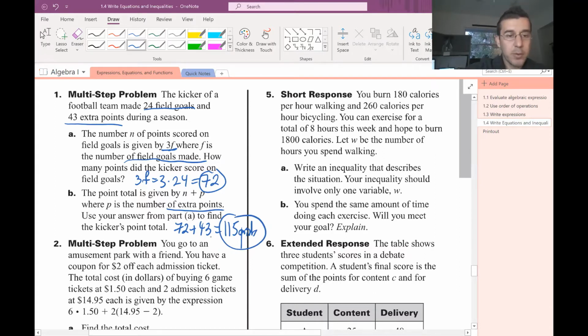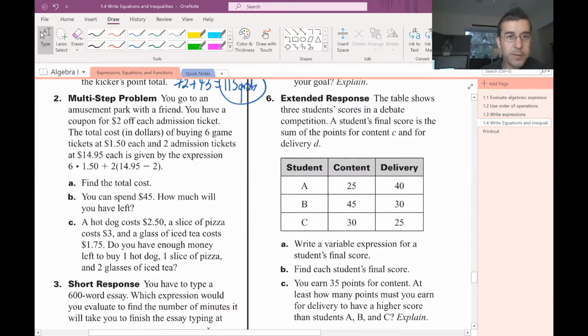Multi-step problem. You go to an amusement park with a friend. You have a coupon for $2 off each admission ticket. The total cost in dollars of buying 6 game tickets at $1.50 each and 2 admission tickets at $14.95 each is given by the expression. So that's the expression. Find the total cost.